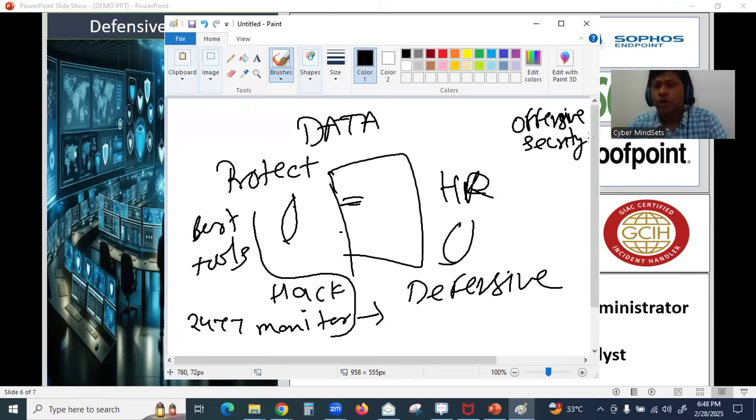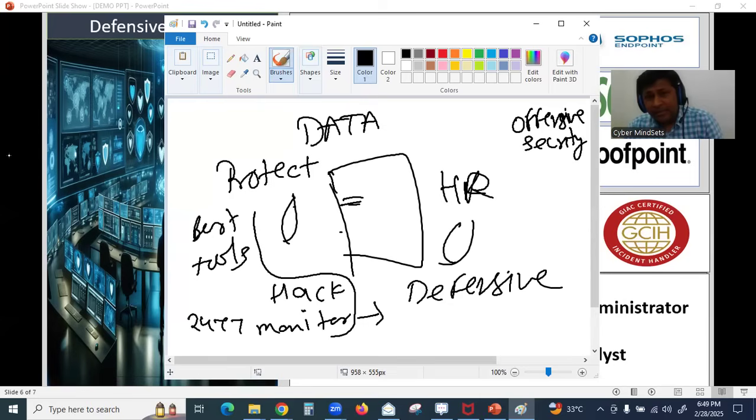Okay, so whenever you talk about or listen to anything like ethical hacking, penetration testing, bug bounty, threat hunting, all those things come under offensive security. So what is the difference between these two people, guys? Offensive security and defensive security, the difference is only in the mindset.